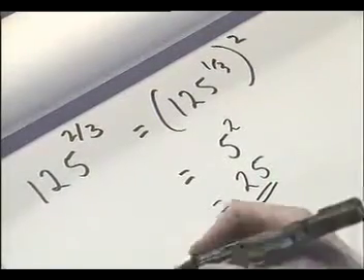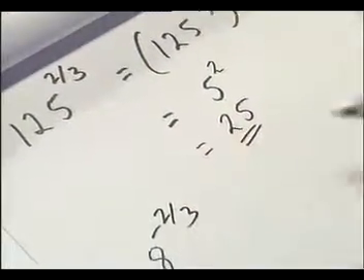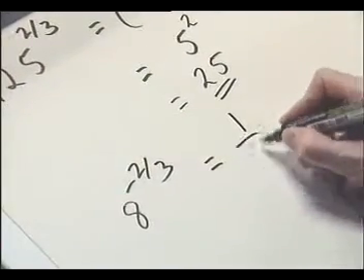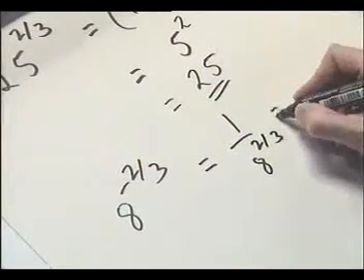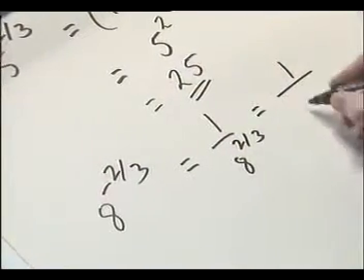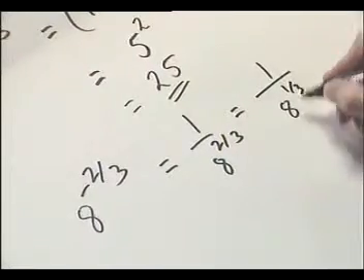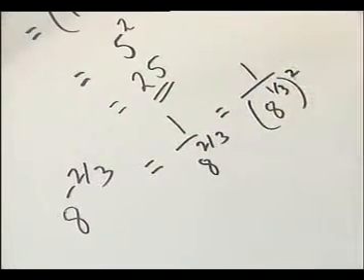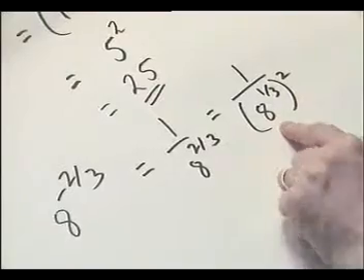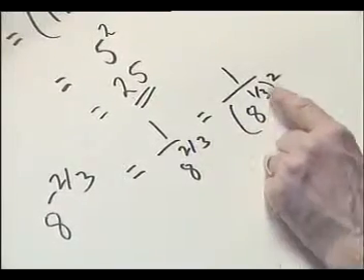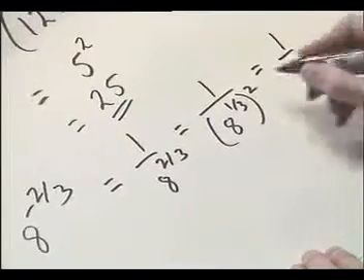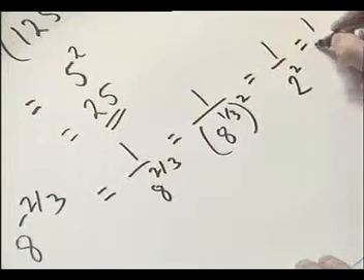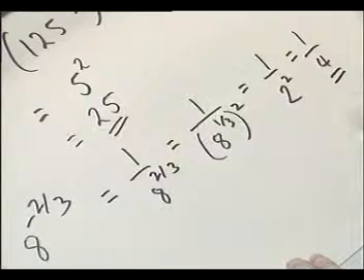Let's take 8 to the minus 2/3. Again, let's deal with the minus sign. That is 1 over 8 to the 2/3. Again, let's deal with the root bit first. What number, when multiplied by itself 3 times, would give us 8? Well, that must be 2, and we need to square it. And so that becomes 1/4.